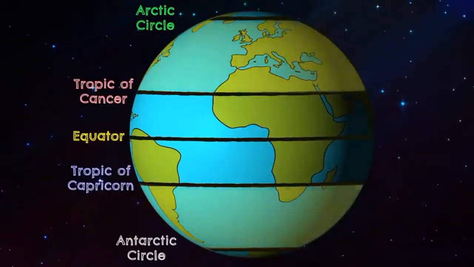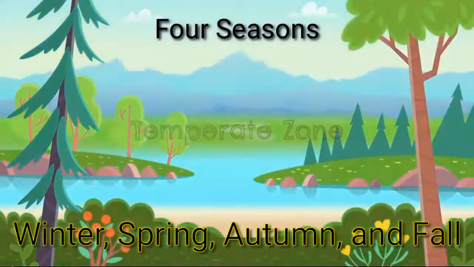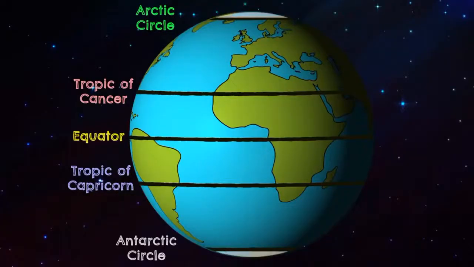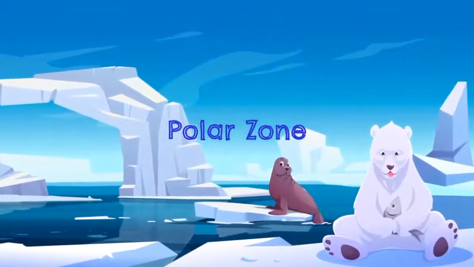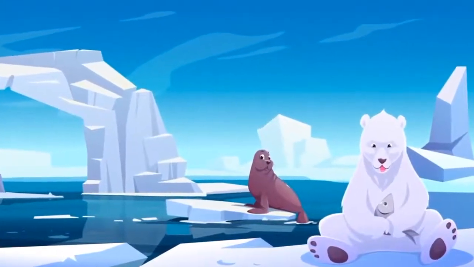The area between the tropics and the Arctic Circle is called the temperate zone, where you can generally experience four seasons: winter, spring, summer, and fall. The area beyond the polar circle is called the polar zones, which gets the least direct sunlight and is generally cold and full of ice and snow.